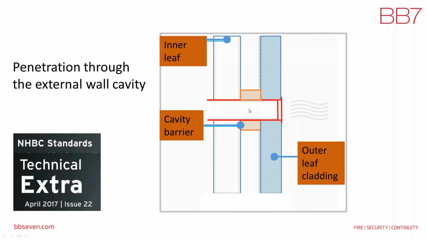Now, where you cannot provide a cavity barrier because of your design, you may be able to provide fire stopping in the shape of a collar where the fire penetrates from the accommodation through the external wall. So you may be able to use fire stopping instead of a cavity barrier.